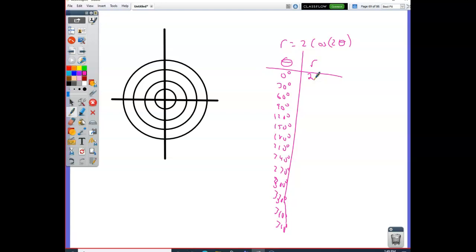I'm putting the angles in here where it says angle, right? So I put a 30 right here. What's 2 times 30? Cosine of 60. It's 1/2. 2 times 1/2 is?